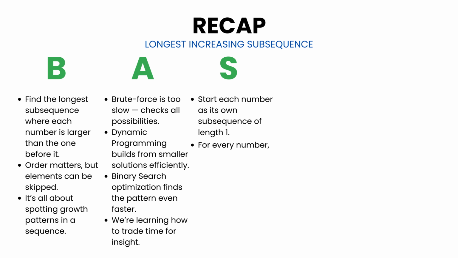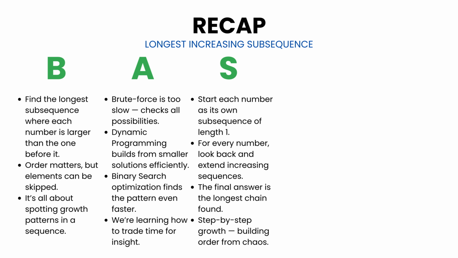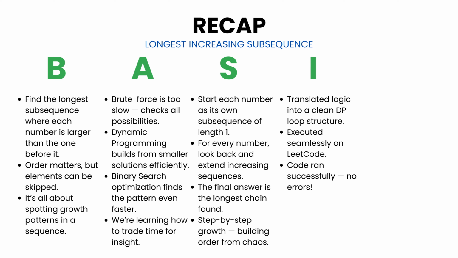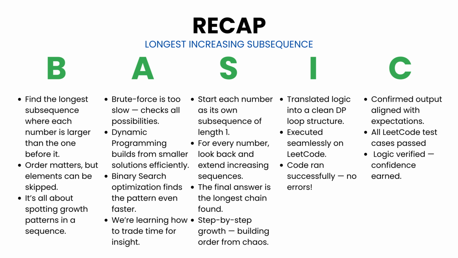Structure recap. Our DP plan was simple. For each element, look back at all previous ones and track the length of the longest subsequence that could end there. Each number starts as a sequence of length 1, and we update those lengths as we find valid increases. Implement recap. We implemented this logic cleanly in code, ensuring each element's LIS length was computed correctly, and ran the function on LeetCode without any syntax or logic errors. Check recap. After running the test case, 0, 1, 0, 3, 2, 3, we confirmed our output was 4, matching the expected result. Our approach passed all test cases successfully.